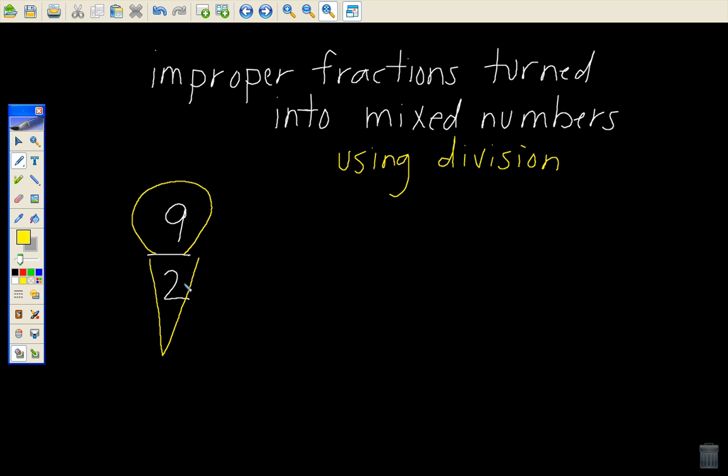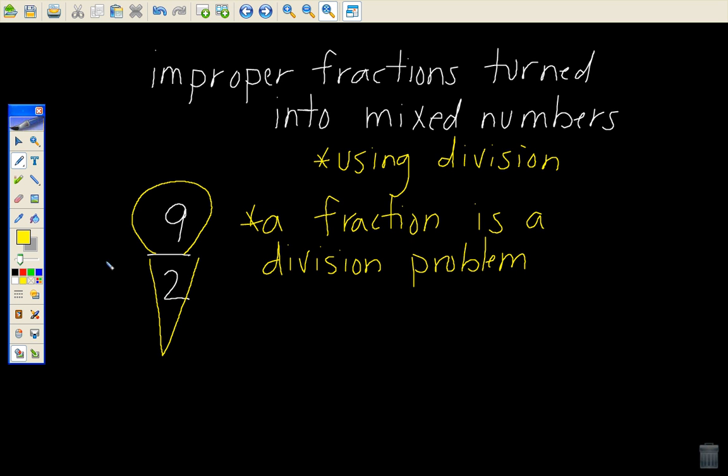You're going to see how many times the denominator will go into the numerator, because I told you many times before that a fraction is just a division problem. Okay, so how this works, how the actual method works, the ice cream cone method.